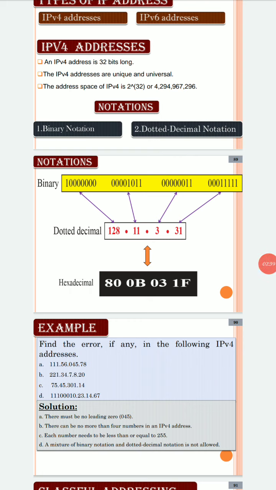Now let us see how these addresses can be denoted. We'll see the notation of IPv4 addressing. In case of IPv4, we basically use three different types of notation. The first one is binary notation, the second is dotted decimal notation, and the third is hexadecimal notation.